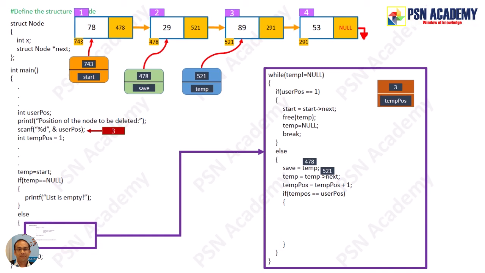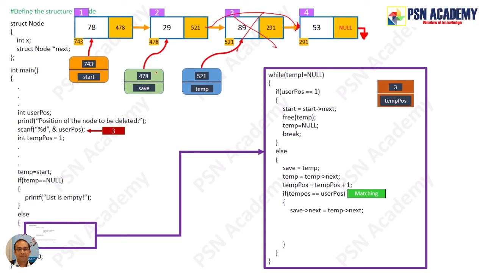Now what do you see? You see that the user_pos is 3 here and the temp_pos is 3 here. That means it matches, right? So you write save next equal to temp next. Why? Because if you want this node to be deleted, then this node must be linked directly to this node, right? So the second node will be linked to the fourth node.